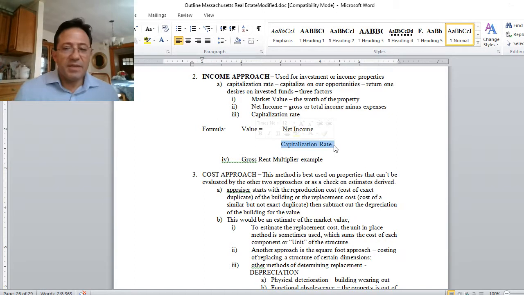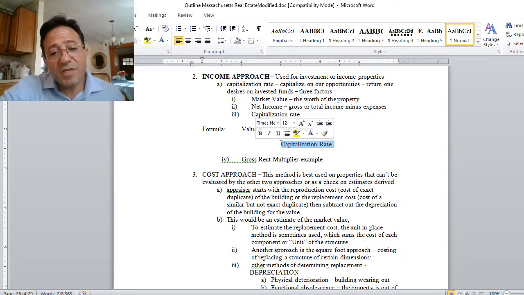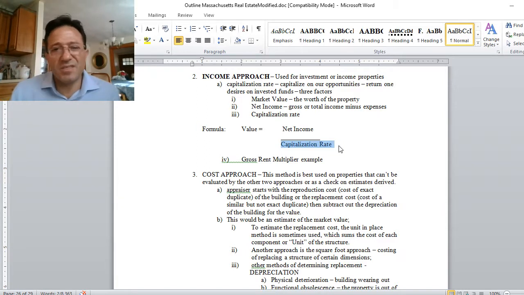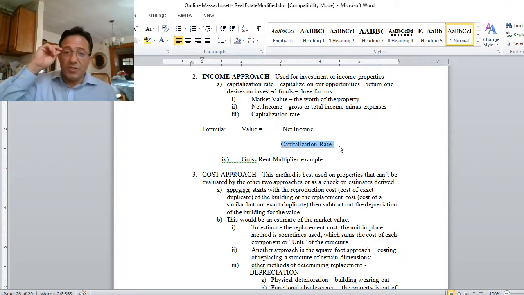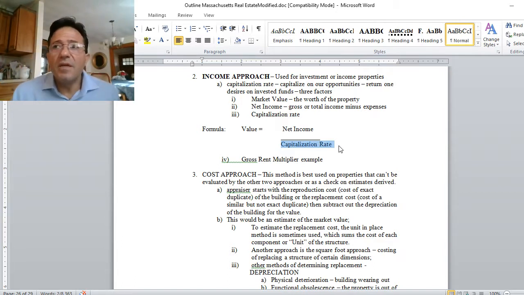Now, how does one come to the capitalization rate? Well, there's a couple different ways that an appraiser can come to the capitalization rate. This isn't in your book, by the way. This is just from experience. So the capitalization rate can come from research. Okay, the appraiser can look at some nationally published magazines and periodicals to determine a capitalization rate for a particular area. The other way it's done is there's an equation, like everything else.